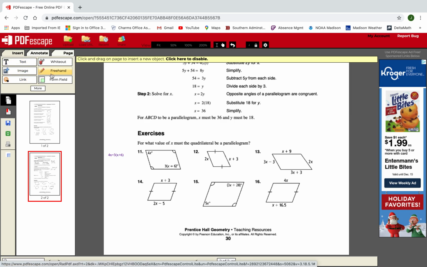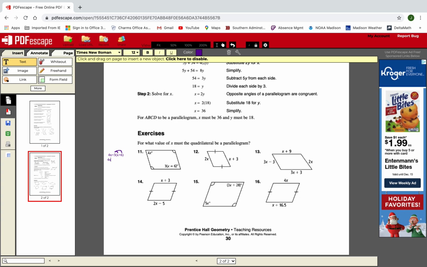Okay, so I would need to start by distributing. I'm going to distribute my 3 through both terms in the parentheses. Okay, and then I've got 4x still on the left. And on the right, I've got 3 times x, which is 3x, and then 3 times 6, which is plus 18. So my last step would be to subtract 3x from both sides. That would give me 4x minus 3x, which is x, on the left side. On the right side, 3x minus 3x cancels out, and I'm left with just 18. So 18 is the value for number 11. That would have to be true in order for the quadrilateral to be a parallelogram.